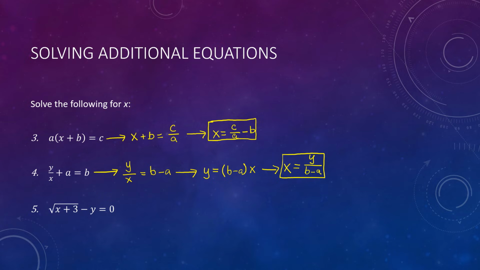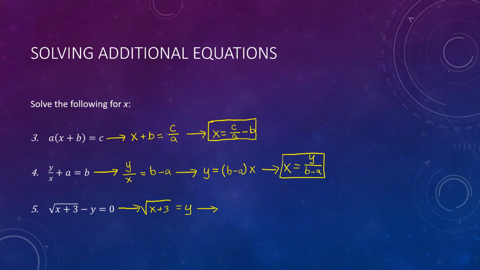Number 5, this one's not particularly difficult, but it does introduce something new again, and that is a square root. So we have the equation, the square root of x plus 3, then minus y equal to 0. Once again, we have this little extra term hanging off on the side, so I would first move that over. So that gives us the square root of x plus 3 equal to y. Right, so I just added y to the other side.